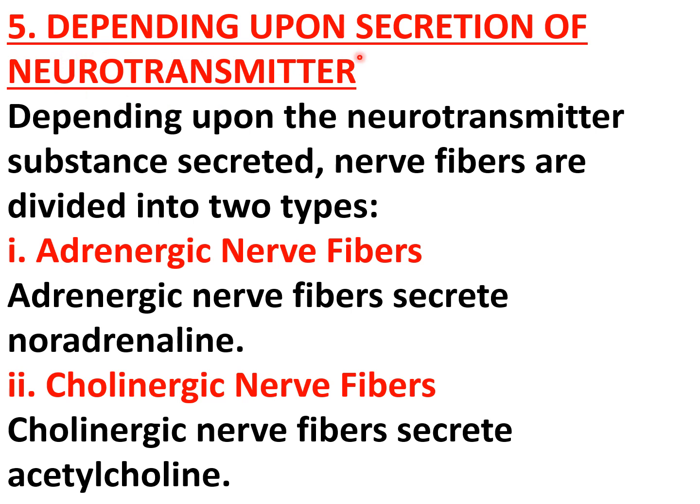Then depending upon the secretion of the neurotransmitters, the nerve fibers are divided into two types, adrenergic nerve fibers and cholinergic nerve fibers. Adrenergic nerve fibers secrete noradrenaline and cholinergic nerve fibers secrete acetylcholine.